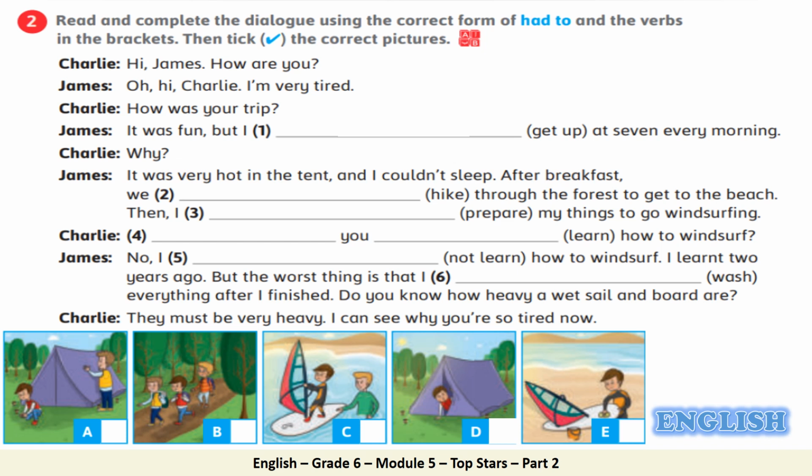Let's do the first one together. Hi James, how are you? Oh, hi Charlie, I'm very tired. How was your trip? It was fun, but I had to get up at 7 every morning. Now tick the correct picture. Very good, it's D.